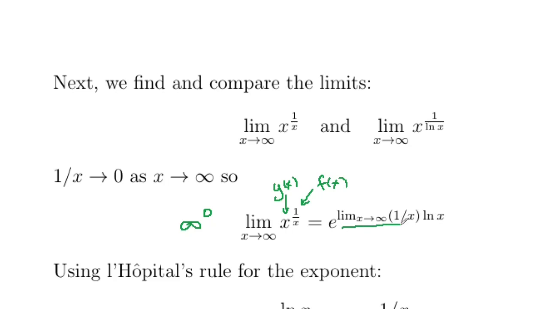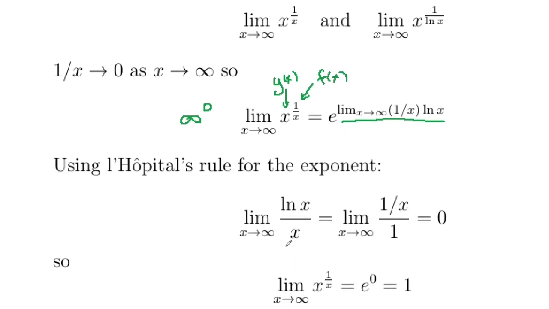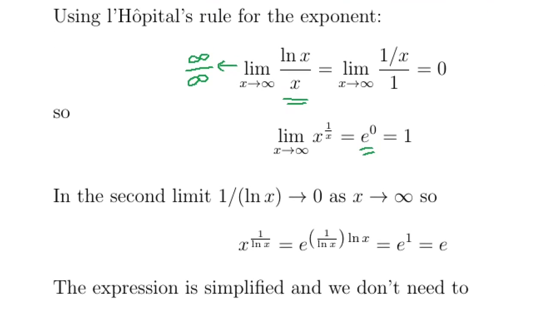Next, we determine this limit using L'Hopital's rule. 1 over x times ln of x is ln of x over x. As x goes to infinity, ln does the same. So we have infinity over infinity expression here. Derivative of ln is 1 over x. Derivative of x is 1. And as x goes to infinity, 1 over x goes to 0. So the exponent comes out 0. And the answer will, of course, be e to that power, which is 1.